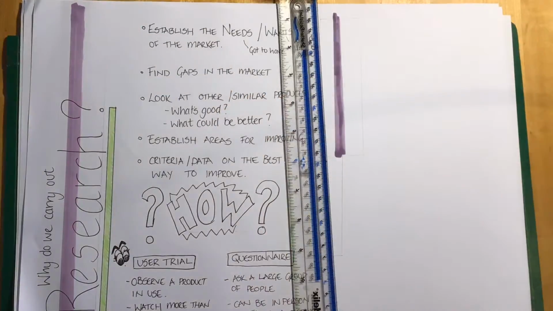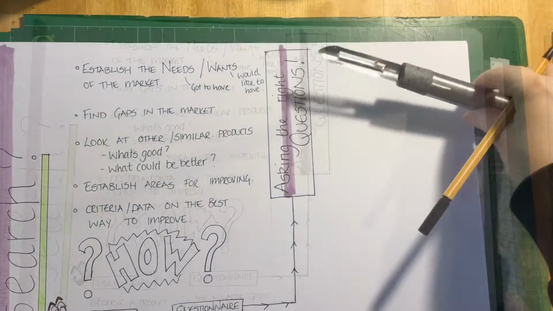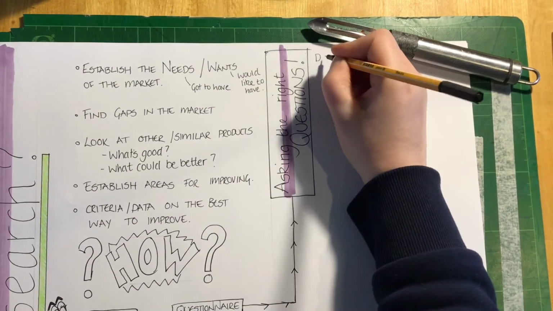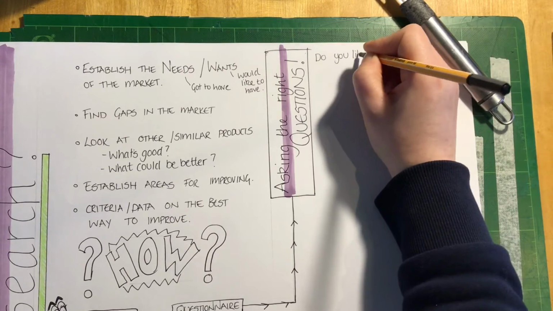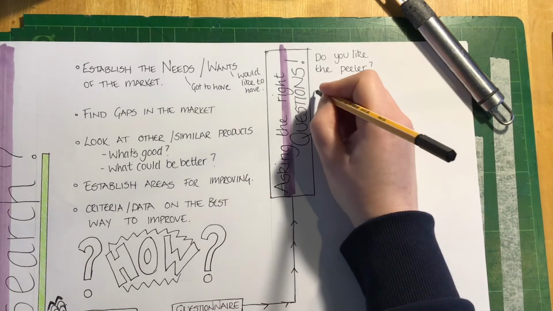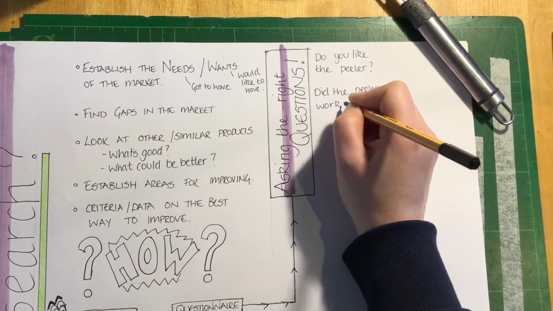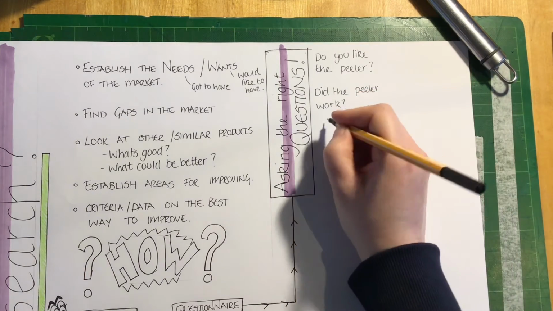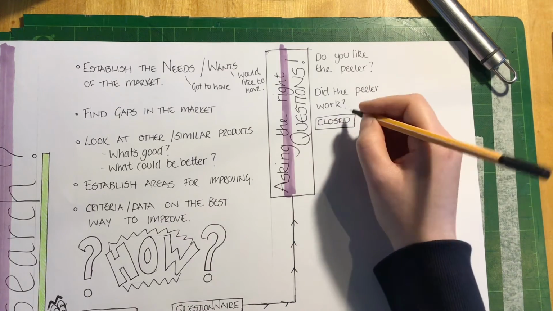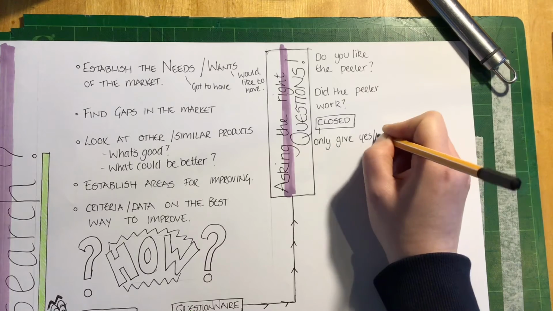Now, questionnaires are a brilliant way to get a large amount of information, but they only work if you ask the right questions. So for example, if we carry on with the example of the vegetable peeler, if you ask someone a question like, do you like this peeler, or did it work well, the chances are you're going to get yes or no answers. That's a very closed response, and it doesn't give you anything to work on. A yes or a no doesn't really give you something to go and improve on.